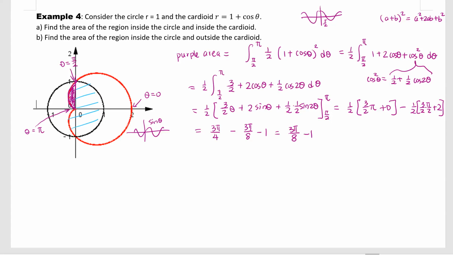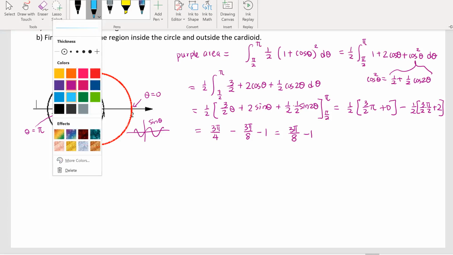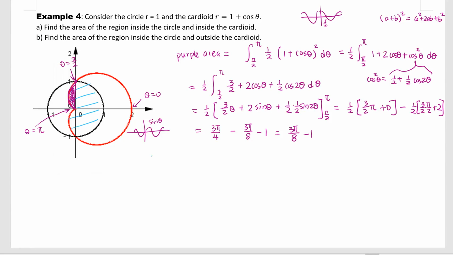So far, so good, everybody? Okay, so now what is the area in part A? Well, the area in part A is 2 copies of the purple area, which is 3 pi over 8 minus 1, plus the area of half of a circle. So 1 half pi r squared, the r is 1, so just 1 half pi. So 2 times that, so it's 3 pi over 4 minus 2 plus pi over 2.